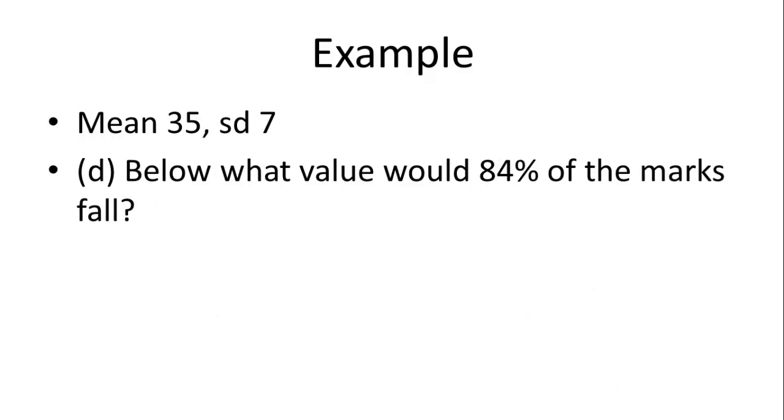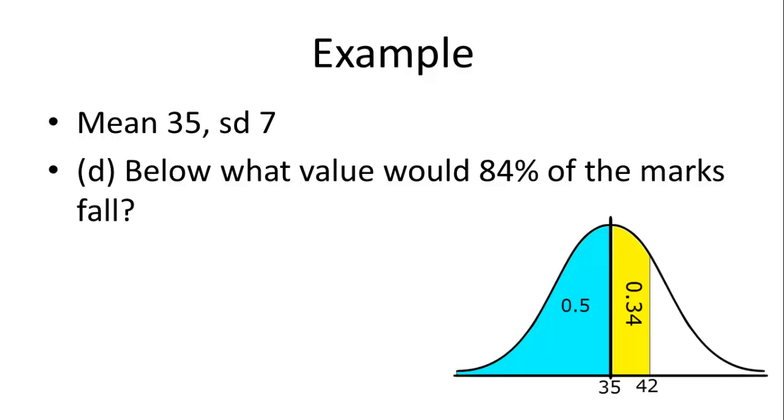Similar thing for this one. What value is 84% of marks below? Here we're going to have the 0.5 on one side again, and that would leave us with 0.34. That's half of 68, so that's within one standard deviation. 35 plus the 7 gives us the 0.34. 0.5 added to that, 0.84, 84%. 84% of the marks, of course, then are going to be below 42.